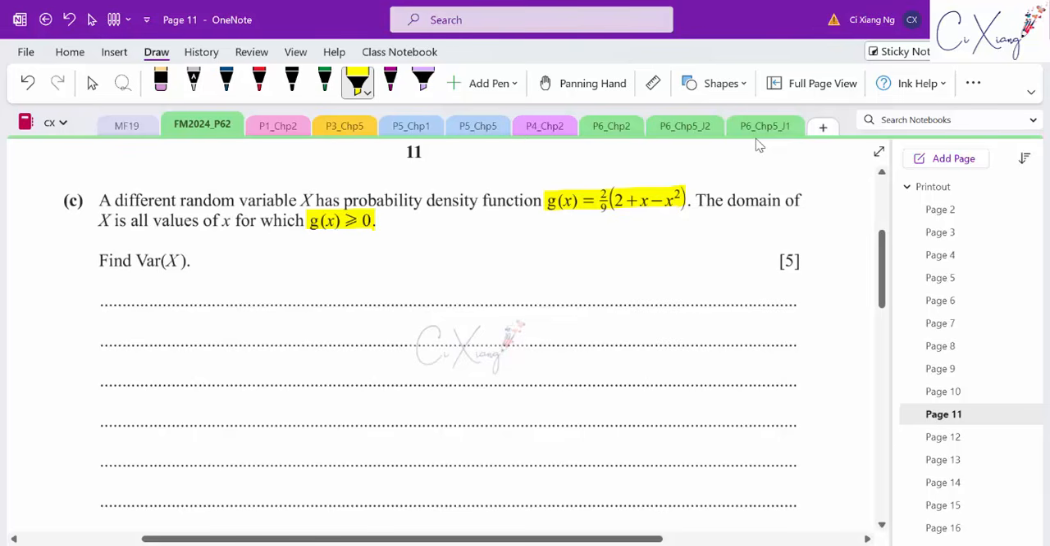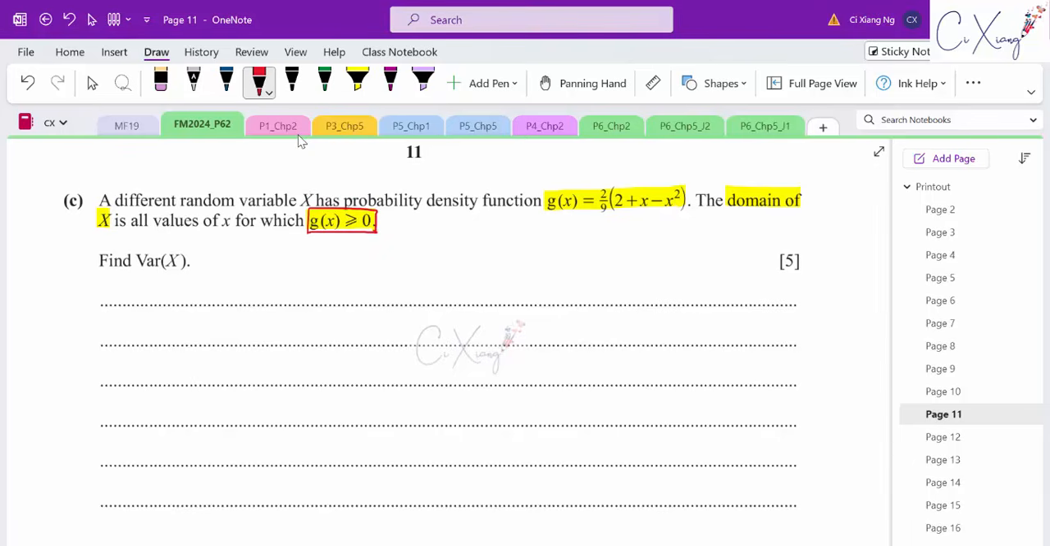So for this question, you need a little bit of maths knowledge. They are telling us that the domain of x is all values of x for which g(x) is greater than or equal to 0. That means the function g is positive. When g is positive, the values of x there will be the domain of this probability density function. So first of all, we need to know what the function g(x) looks like.